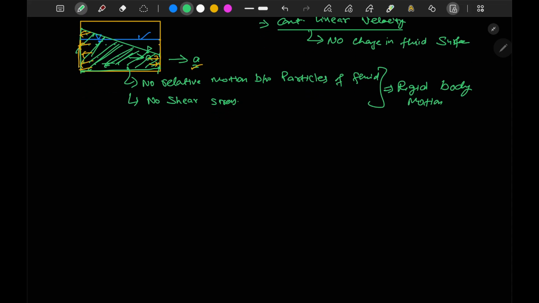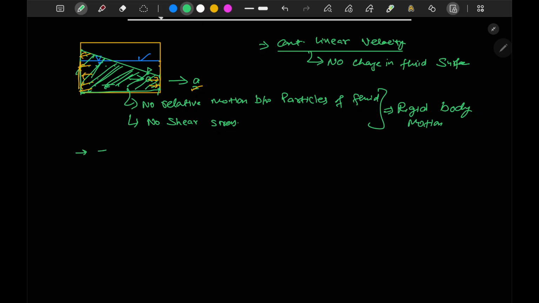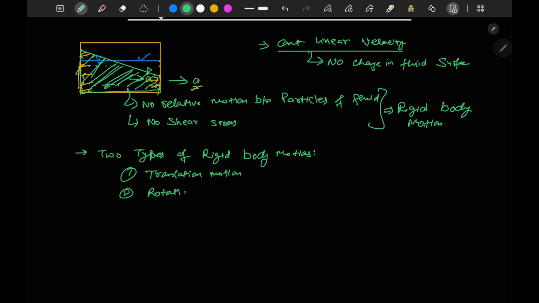So there are two types of rigid body motion. First is translation motion, second is rotation motion.